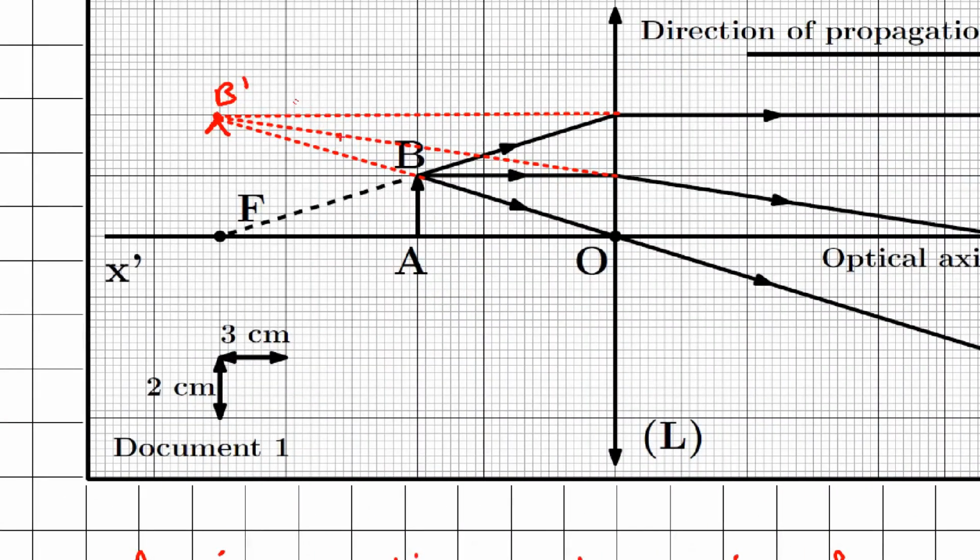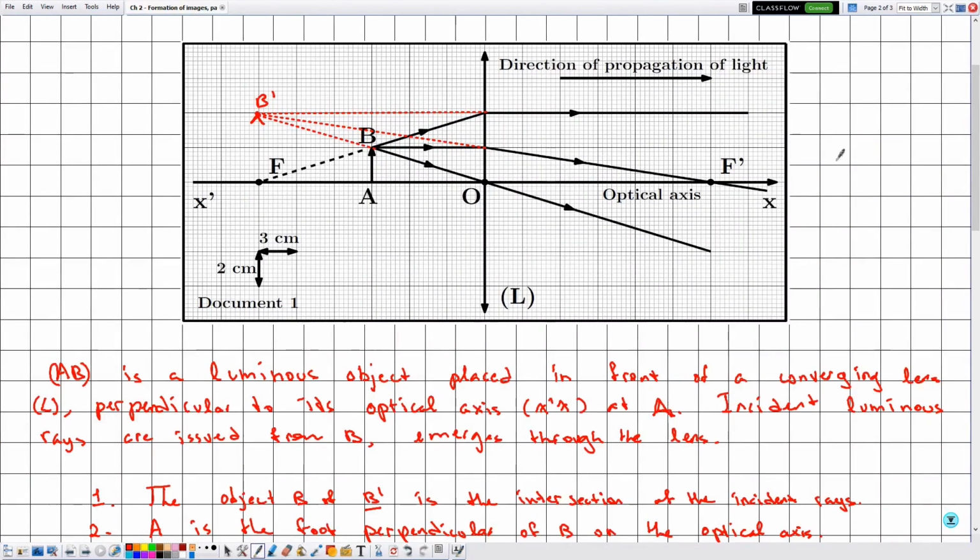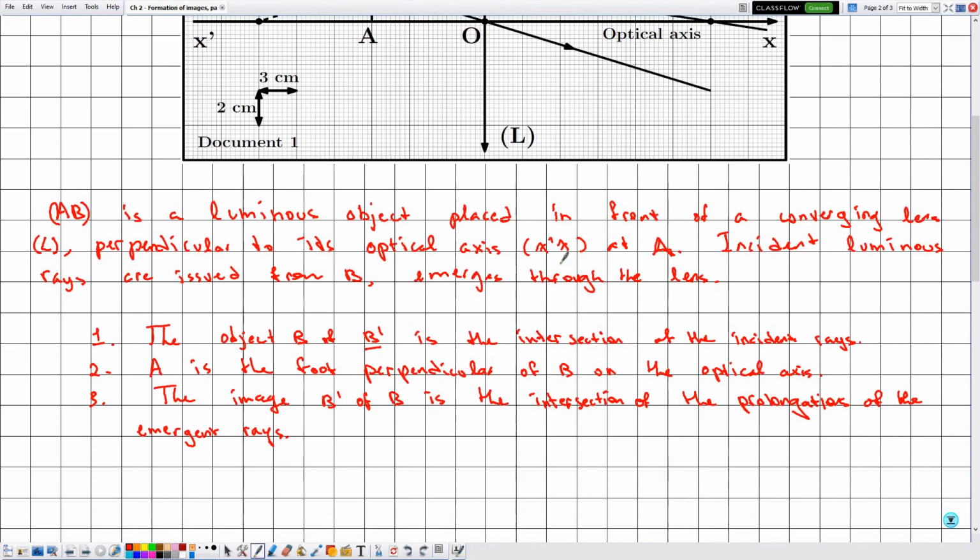Now moreover, the point A represents the foot perpendicular of B on the optical axis. Therefore A prime will also represent the foot perpendicular of B prime on the optical axis. Then let's write down idea number 4, that A prime is the foot perpendicular of B prime on the optical axis.